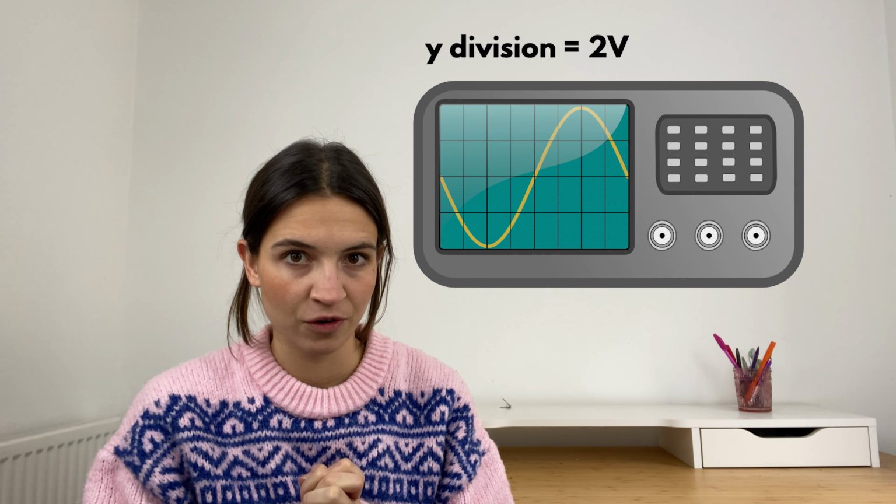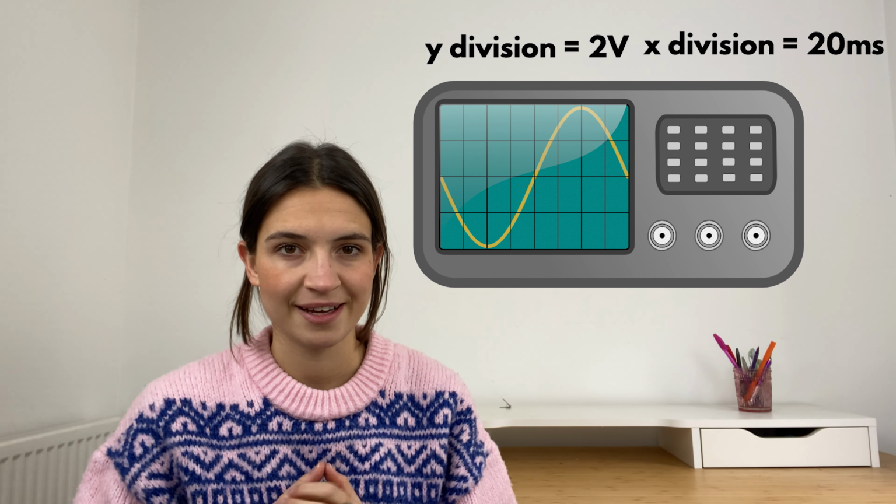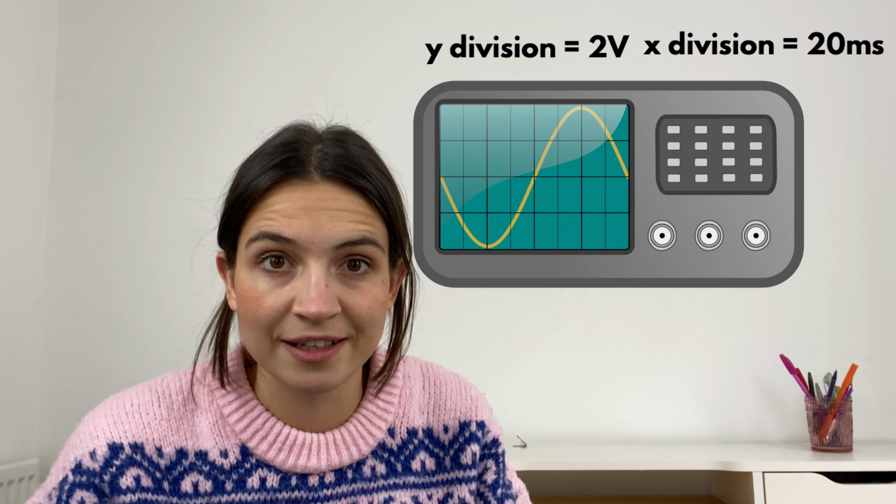Okay, to understand the next part, you need a basic understanding of waves, including frequency and time period. If you're unsure about those, check out the waves videos first. So we have an AC wave on an oscilloscope. Each Y division is set to 2 volts and each X division is set to 20 milliseconds. That is giving my graph its scale.